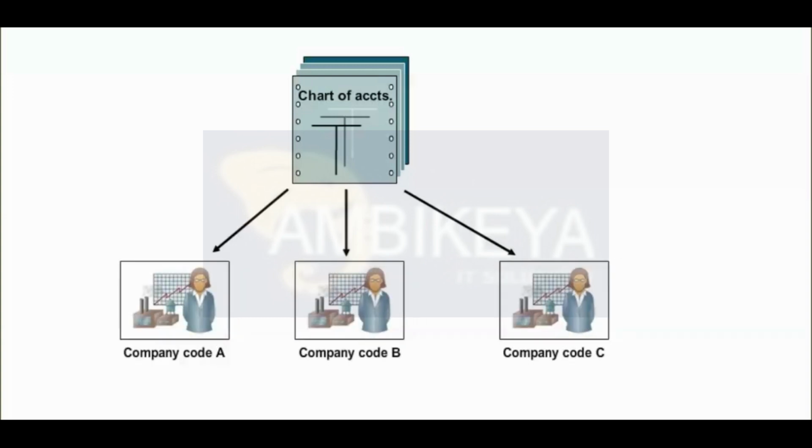For each company code, you must specify one chart of accounts for the general ledger. This chart of accounts is assigned to the company code in configuration and is referred to as its operating chart of accounts. A chart of accounts can be used by multiple company codes. This means that the general ledger accounts of these company codes have an identical structure.